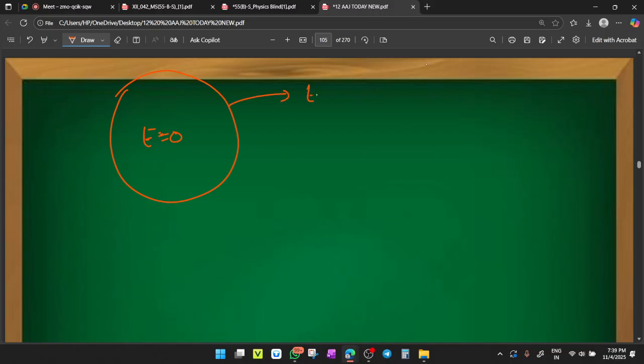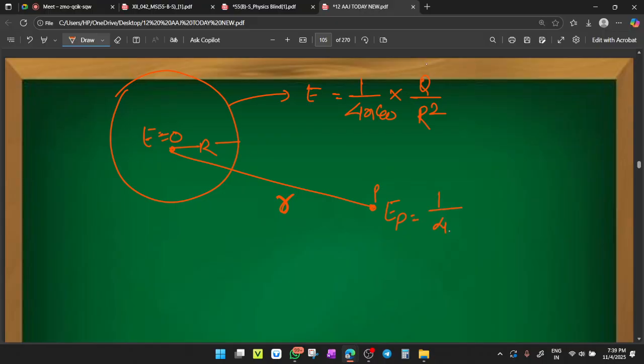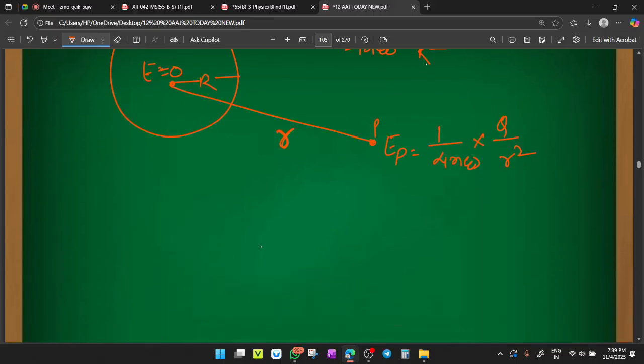At the surface, the electric field equals 1 by 4 pi epsilon naught times the total charge capital Q upon radius squared. If the radius is capital R, it will be 1 by 4 pi epsilon naught into Q upon R square. For an outside point P at distance r, the electric field equals 1 by 4 pi epsilon naught into capital Q upon small r square.